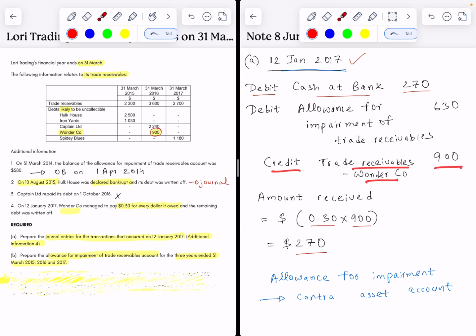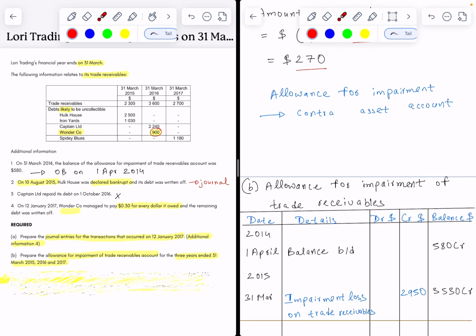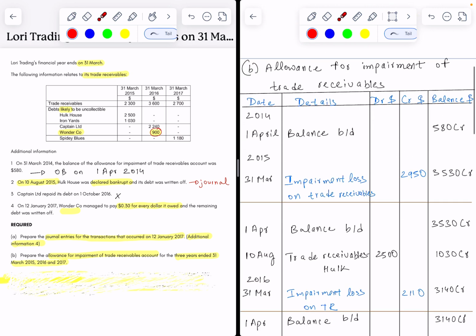Okay? All right. So let's look into part B, where we are required to prepare the allowance for impairment of trade receivables account. All right. So here we have got the usual ledger account 5-column format that you're used to. I've already prepared the outline, starting with the date in the first column, followed by the details in the second column. Then we have got the columns for debits and credits, and lastly, the net balance column.